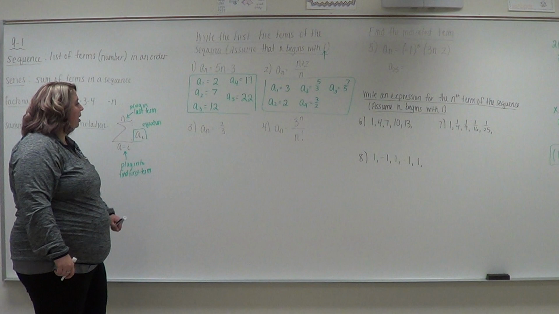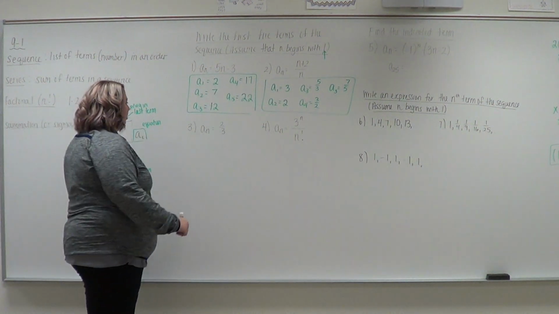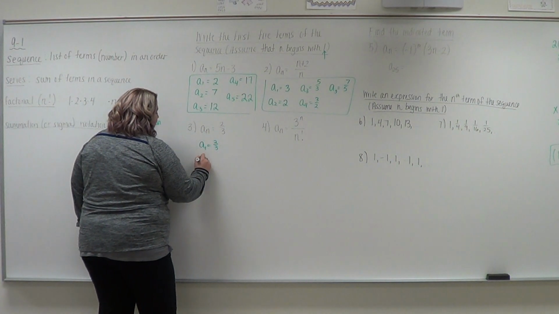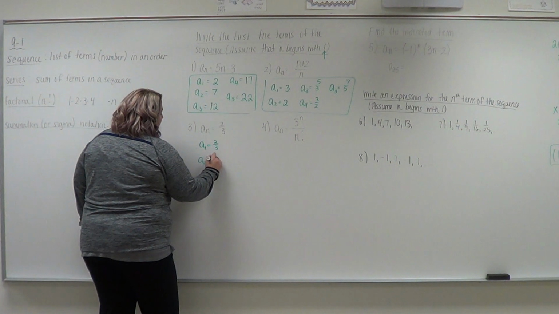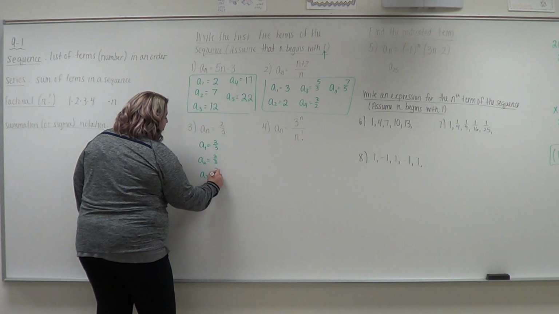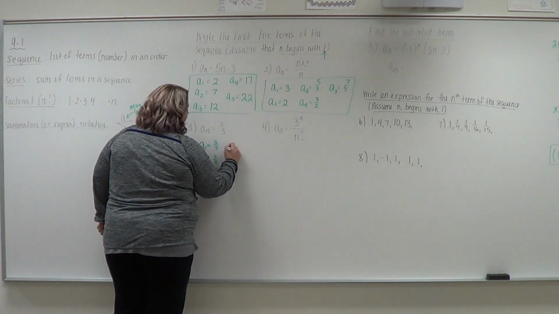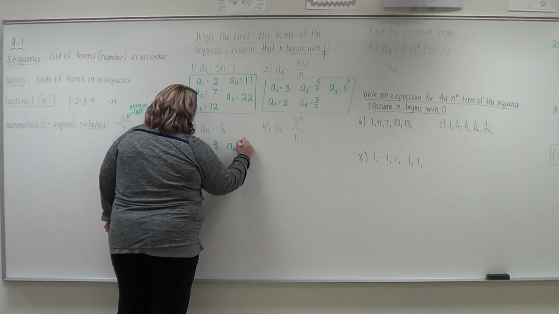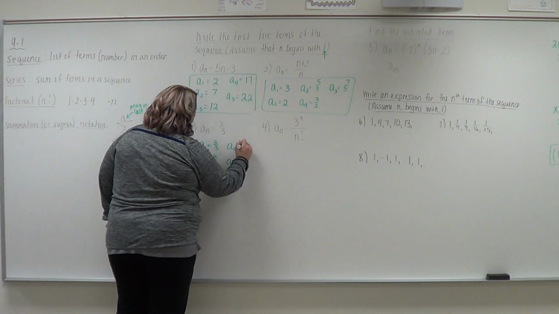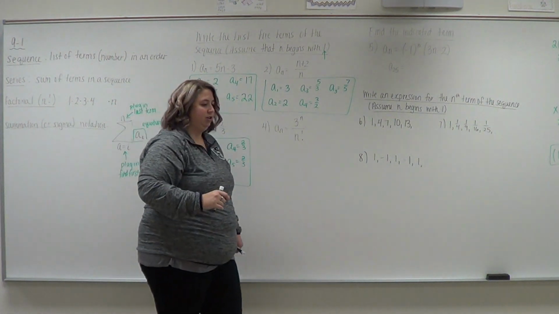Okay, if you have a problem that doesn't have a variable in it, like this one, which is just A and it's 2/3, that means my first term is 2/3, my second term is 2/3, my third term, etc. If you don't have a variable, you can't plug numbers in. That means everything in the sequence is the exact same answer. So every answer is going to be 2/3. It's not a trick question, that's just how you solve it.